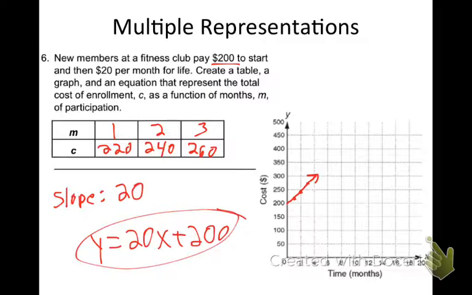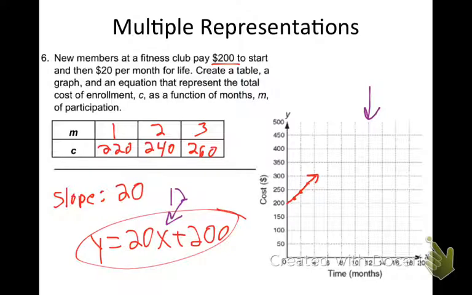Let's say I wanted to say, oh, how about a whole year? What if I wanted to find out what a year membership was? Well, if I wanted to find out what a year membership was, how many months is that? 12. So I plug in 12 then. I'm going to plug 12 in for what value? Plug 12 in for X. And I can figure out how much that would be, or how much that cost for a whole year. Anybody know what that'd be?